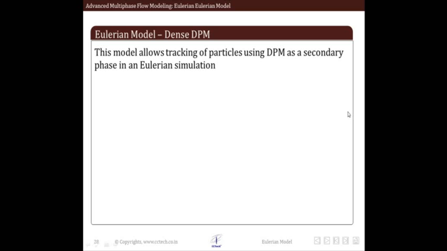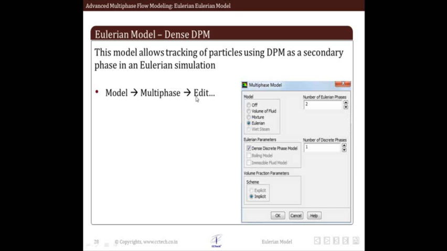For using this model, we go to Model, Multi-Phase and Edit. Then the multi-phase model pops up. We select Eulerian. We click on the dense discrete phase model within the Eulerian parameters and activate the dense discrete phase model. We also enter the number of discrete phases here.